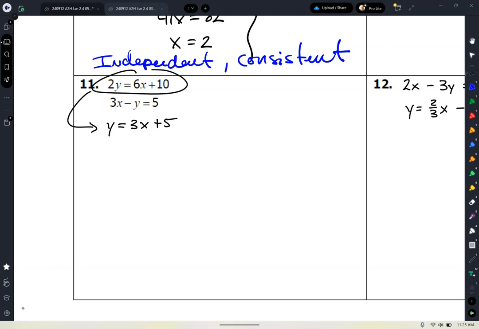Okay, well, let's take that and let's plug it in. So again, what we're doing is we're taking this right here and we're substituting it in for that y right there. So let's do that.